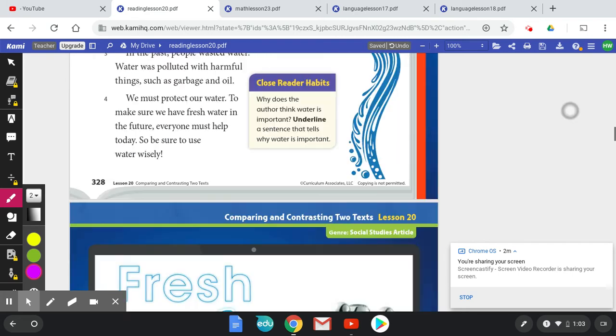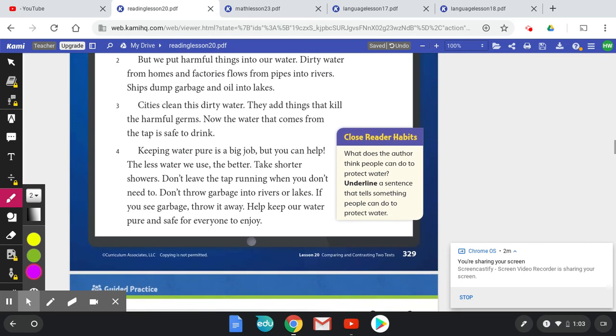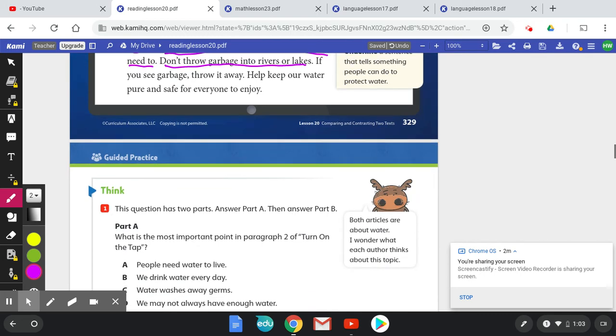All right, so now let's look at the next article and let's ask ourselves the same question. Underline a sentence. What does the author think people can do to protect the water? Underline a sentence that tells something that people can do. So I hope you're looking down in paragraph 4. It says some things that you can do. You can take shorter showers. Don't just stand in there and play or stand under the water. Don't leave the tap running when you don't need to, like brushing your teeth. And don't throw garbage into rivers or lakes. So that's 3 things right there that we can do to help.